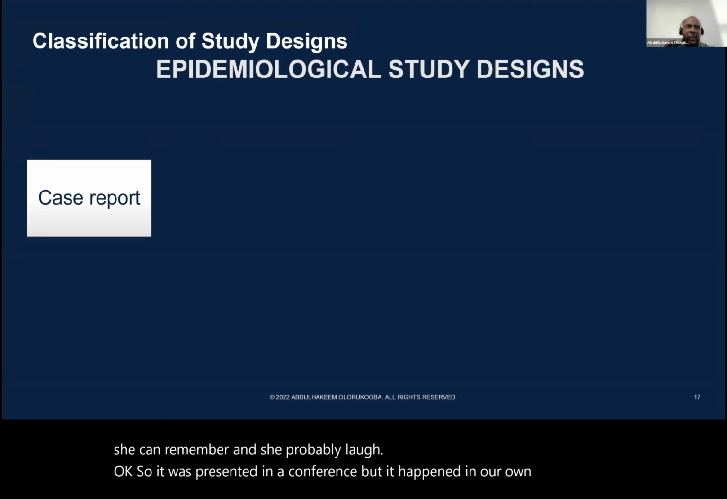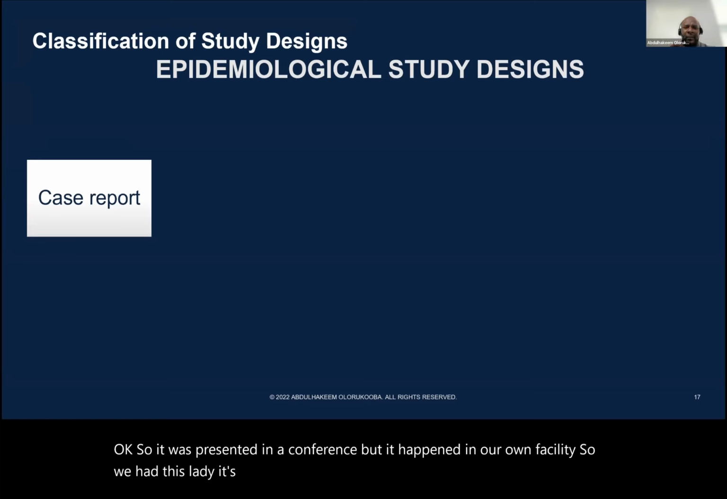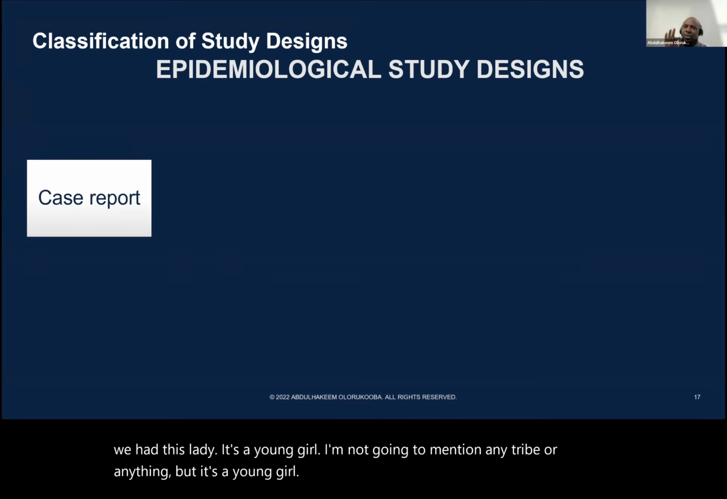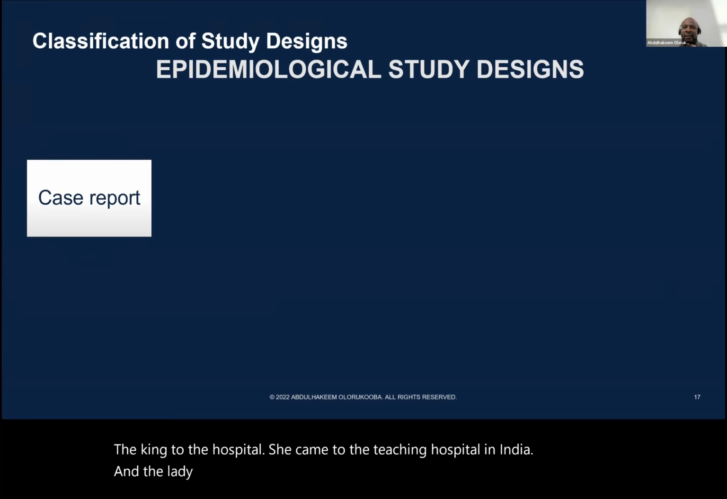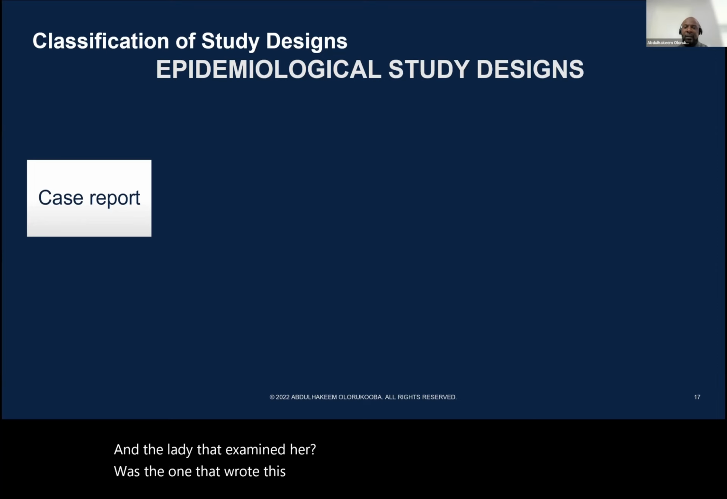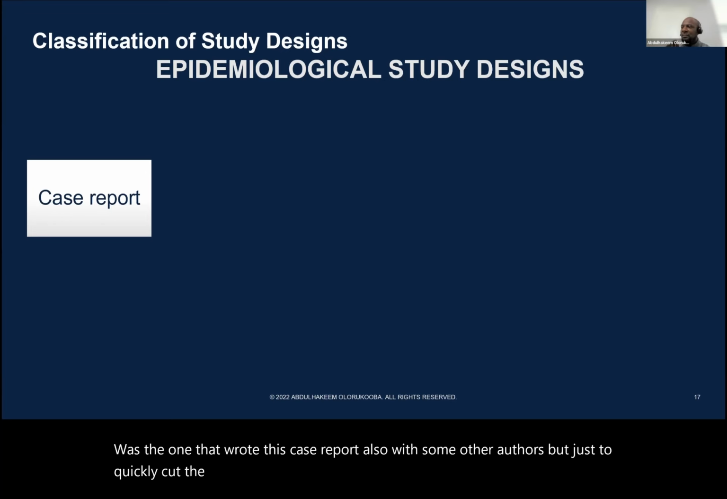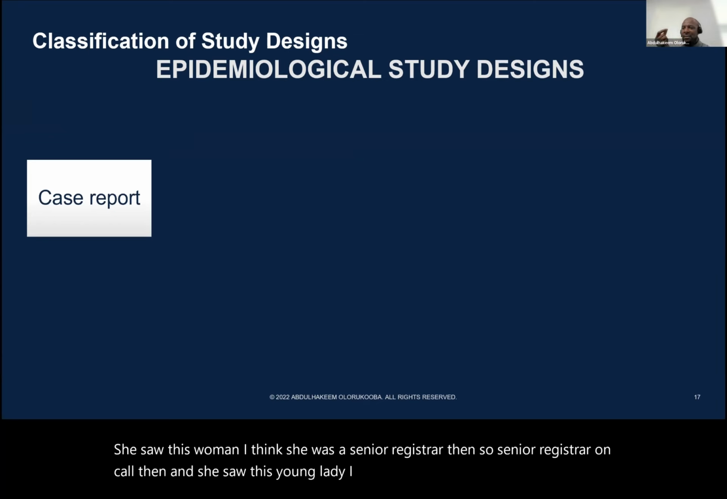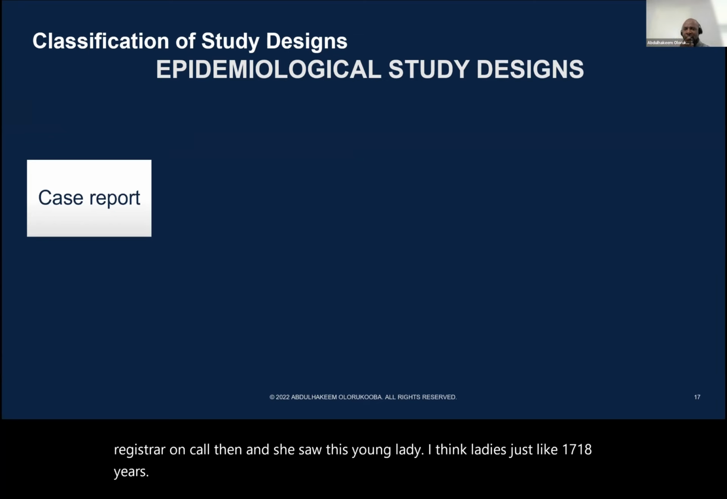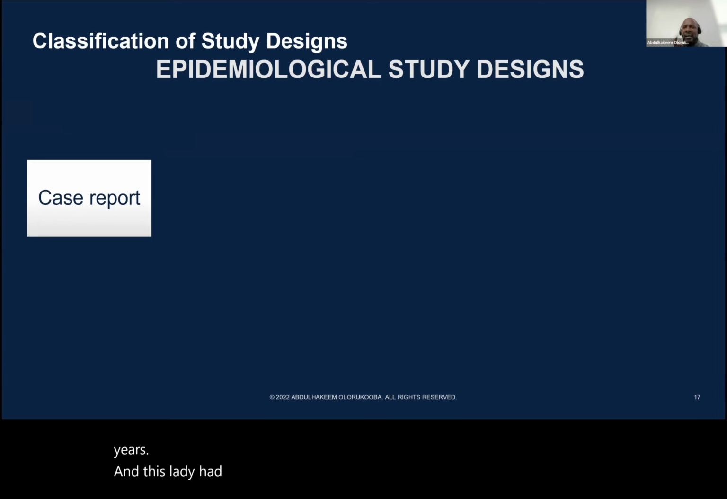So we had this lady. It's a young girl. I'm not going to mention any tribe or anything, but it's a young girl that came to the hospital, and the lady that examined her was the one that wrote this case report, also with some other authors. But just to cut the long story short, she saw this woman. I think she was a senior registrar on call then. And she saw this young lady. I think the lady is just like 17, 18 years old. And this lady had a mass, a cervical mass.